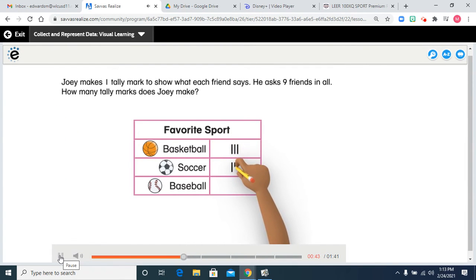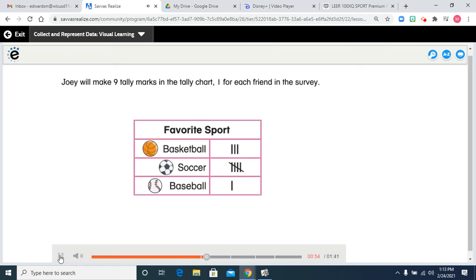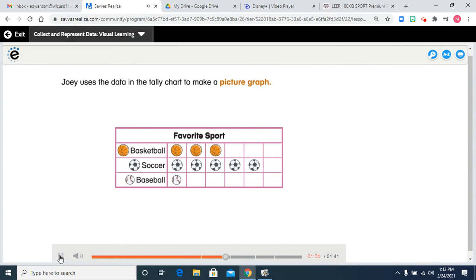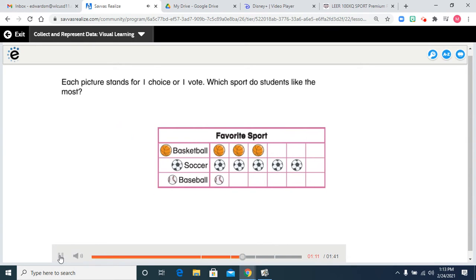Joey makes one tally mark to show what each friend says. He asks 9 friends in all. How many tally marks does Joey make? Joey will make 9 tally marks in the tally chart, 1 for each friend in the survey. Joey uses the data in the tally chart to make a picture graph. What does each picture stand for? Each picture stands for one choice or one vote.